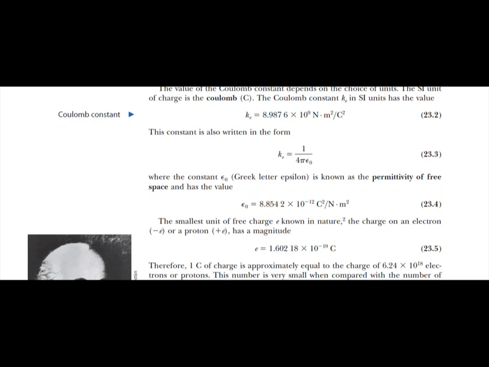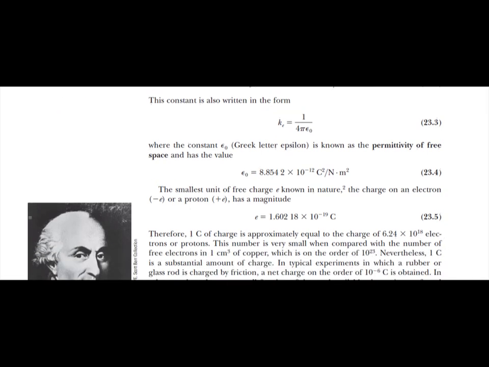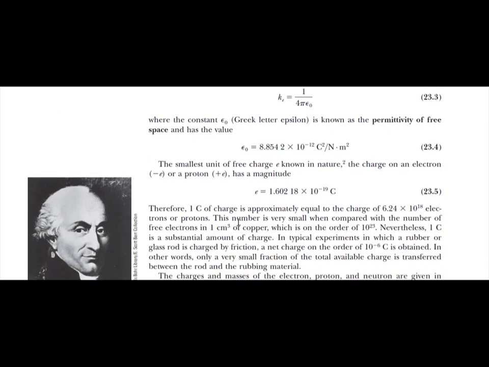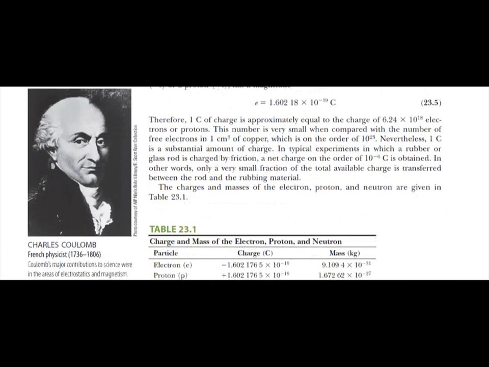And we know that the smallest unit of charge e known in nature is the charge on an electron, 1.602 times 10 to the power minus 19 coulombs. We can use that to calculate the charge between any two protons or any two neutrons.